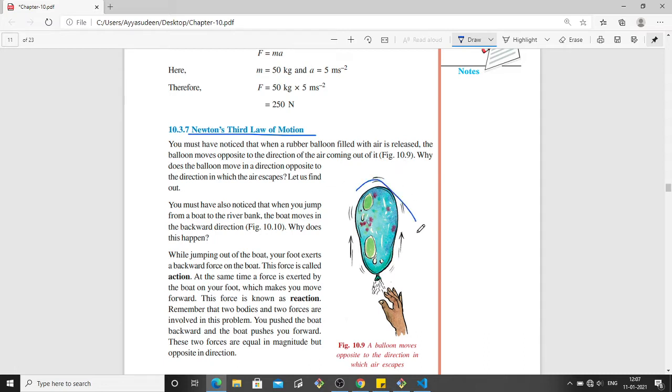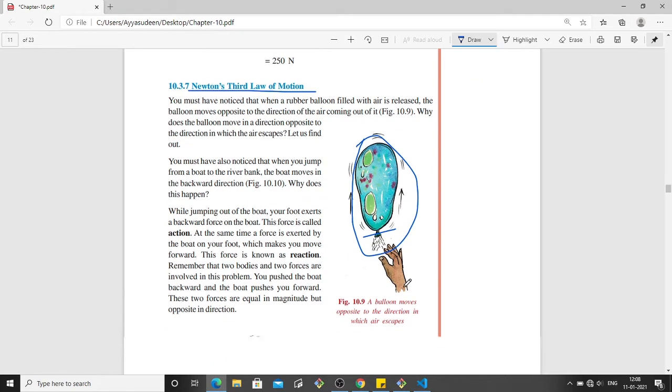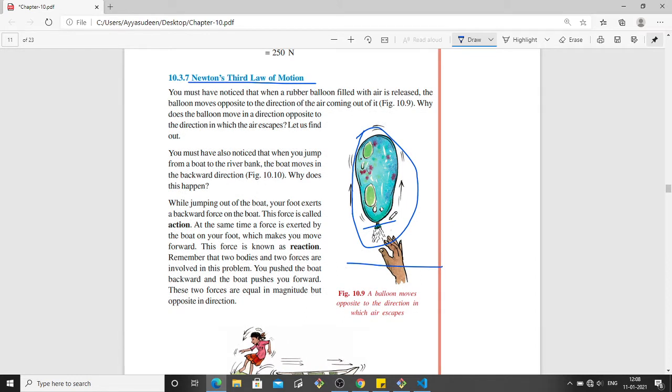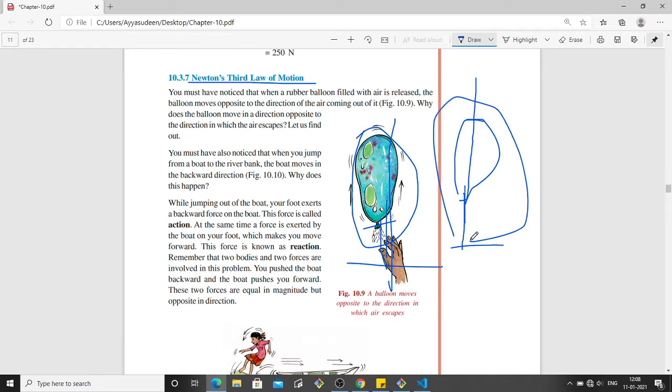If you take a balloon like this and fill it up with air, and when you release the air vertically on a surface, the balloon will go upwards and the air will push it. The air from here comes down and hits the surface and pushes the balloon upwards. So why does it occur? I'm giving you this example because Newton's law of motion is based on that.